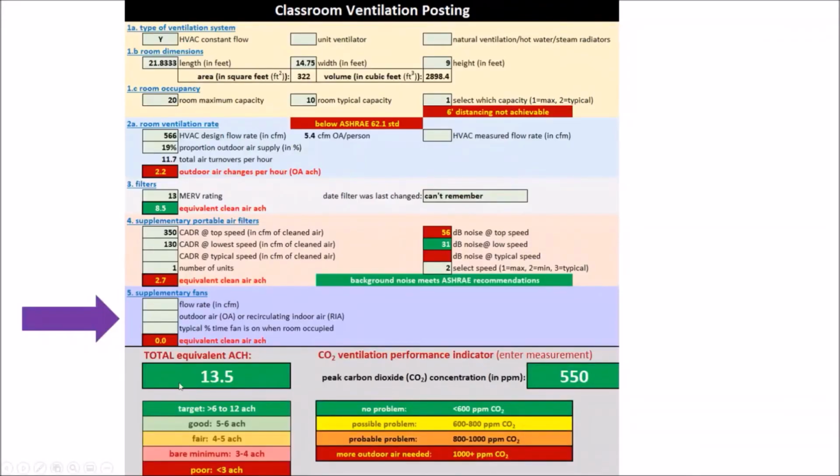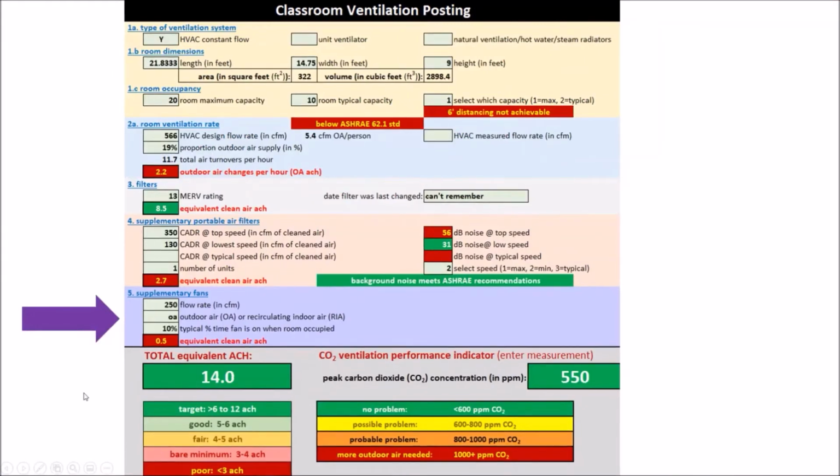So winding up, the last element in it is supplementary fans. If you put a fan in the window and you run it about 10% of the time and it has a 250 CFM flow rate, you get another half. It shouldn't be equivalent. This is clean air coming in.